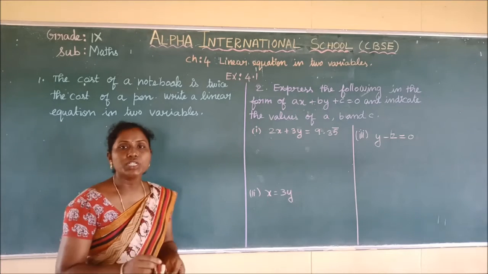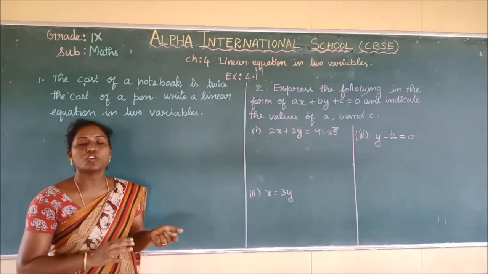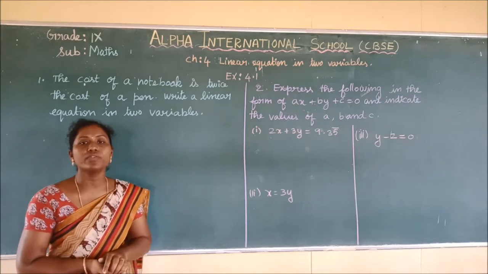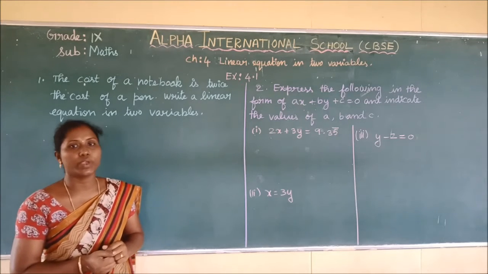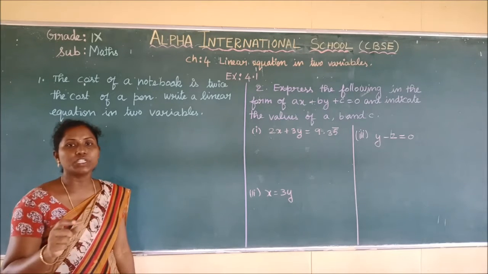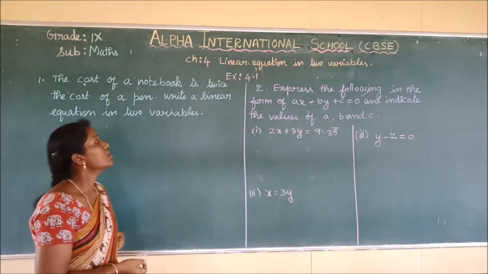Here the question is given in the form of a statement about the cost of pen and notebook. We have to express this given statement in the form of a linear equation in two variables. Just we have to create an equation with two variables. Okay, so how to do that?